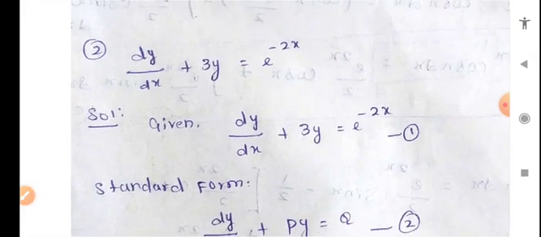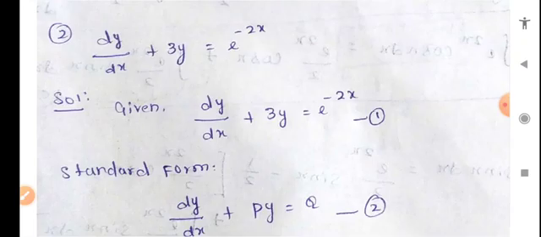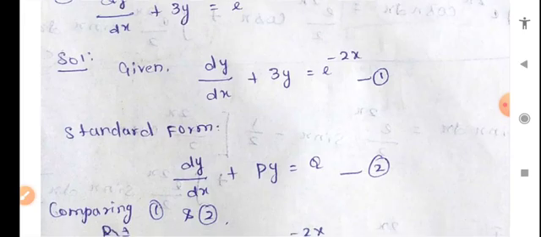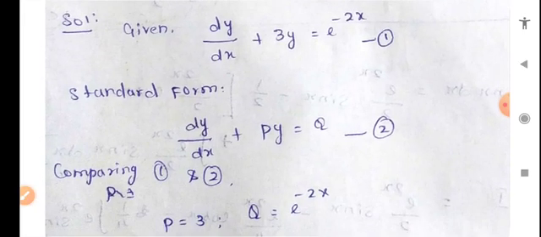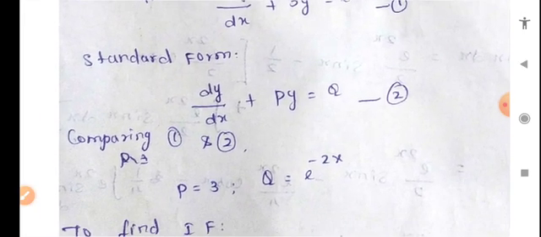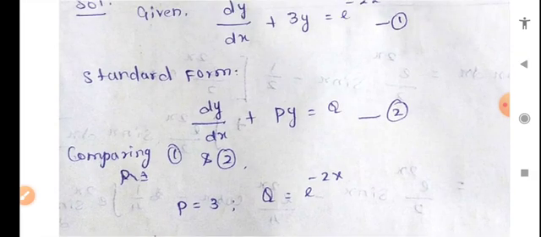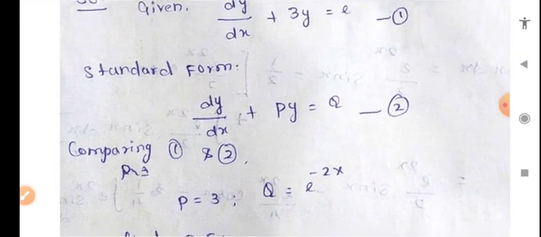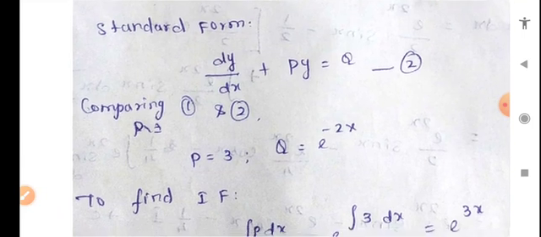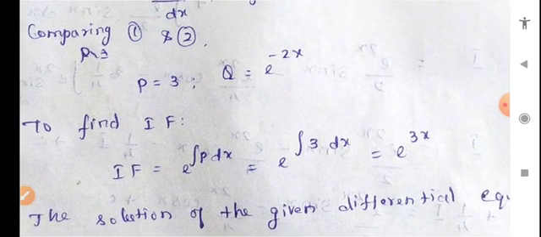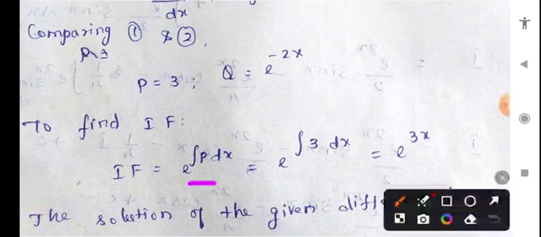First, take the given differential equation as the first equation, and then write the standard form dy by dx plus py equal to q. The next step is comparing these two. We get p is equal to 3 and q is equal to e power minus 2x. Now after finding the p and q values, you have to find the value of the integrating factor. So the integrating factor is equal to e power integral p dx.